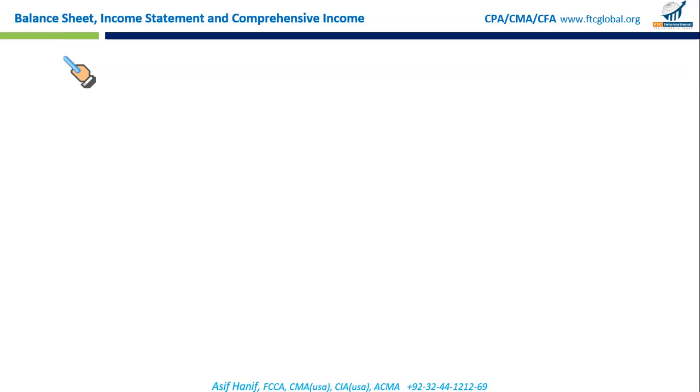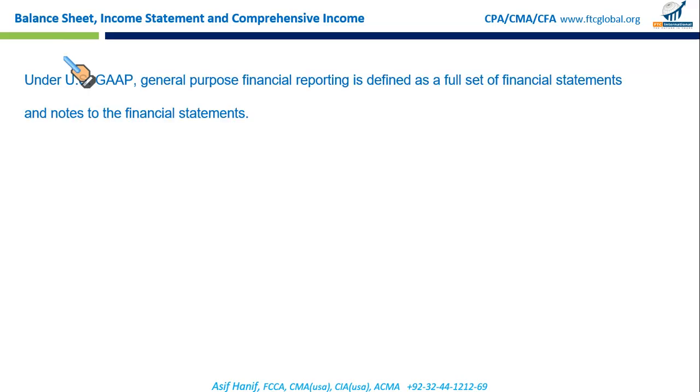Balance sheet, income statement, and comprehensive income. Under US GAAP, your general purpose financial statement is defined as a full set of financial statements and, of course, the notes to the financial statements.